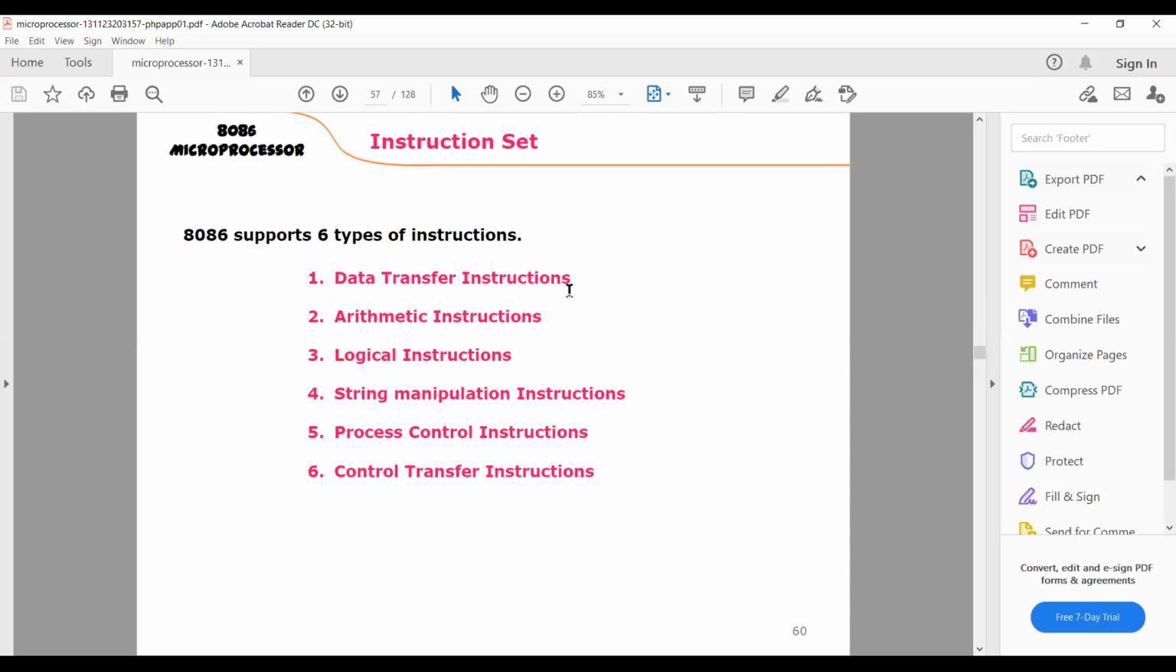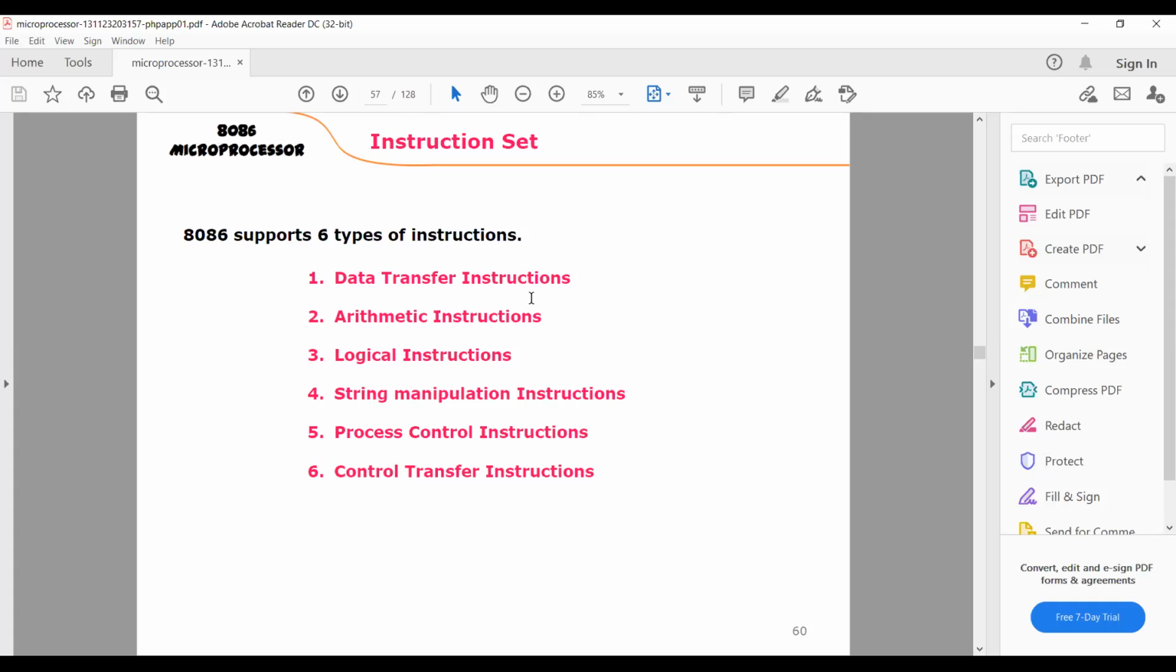The 8086 instruction set supports the following 6 types of instructions. One is data transfer instruction. The second category is arithmetic instruction. The third category is logical instruction. Fourth one, string manipulation instruction. The fifth one is process control instruction. The last category is control transfer instruction.